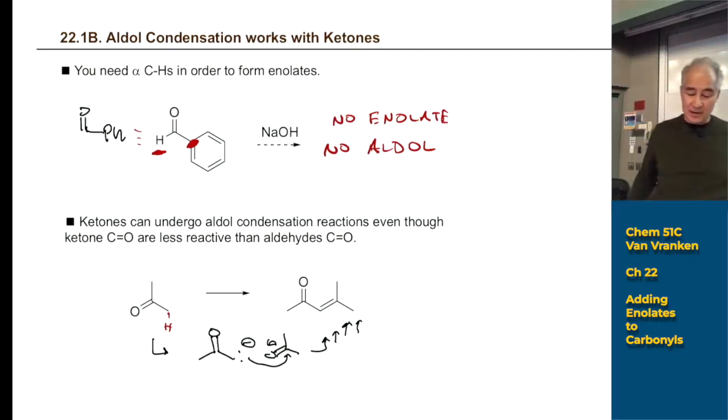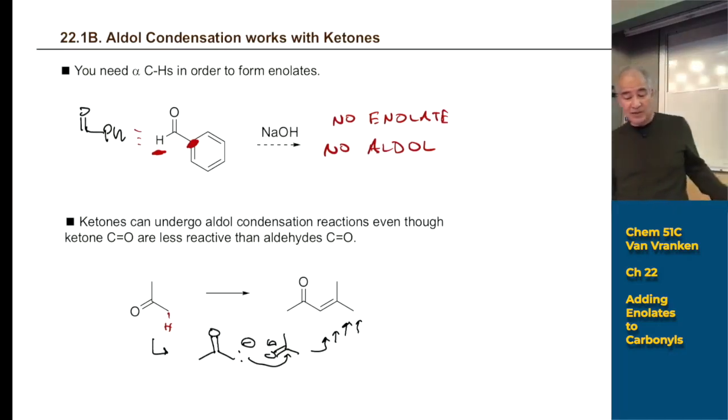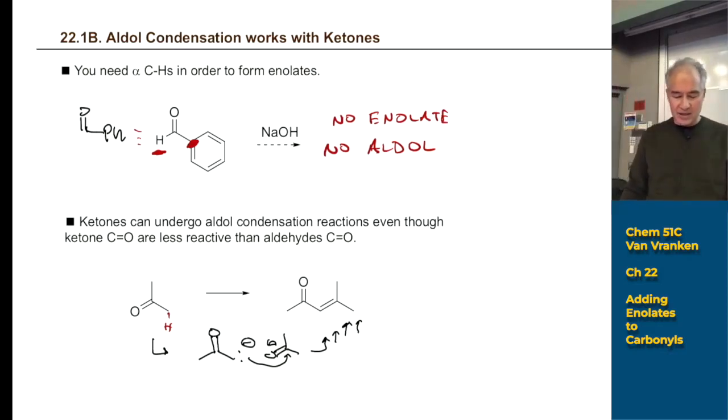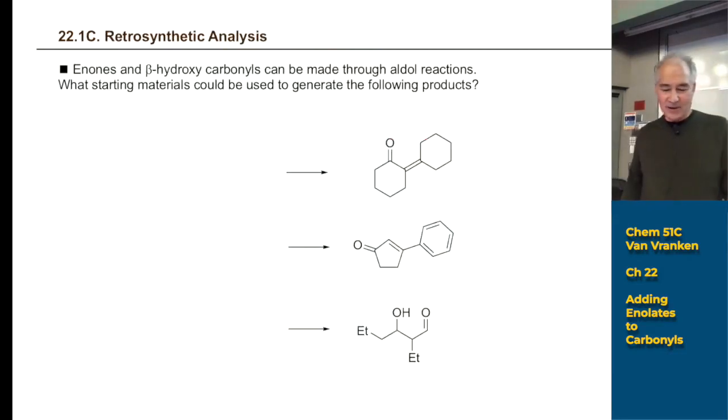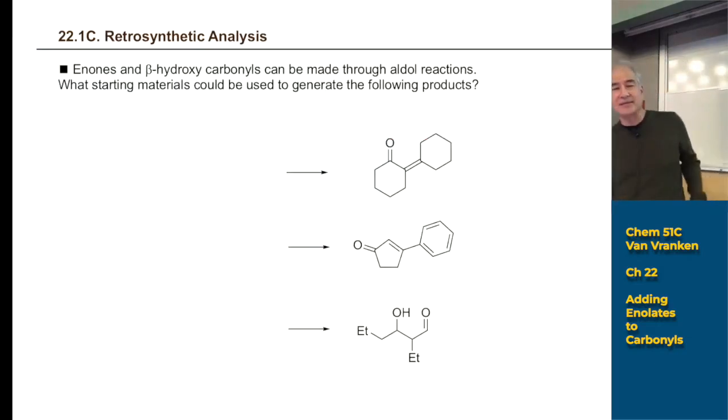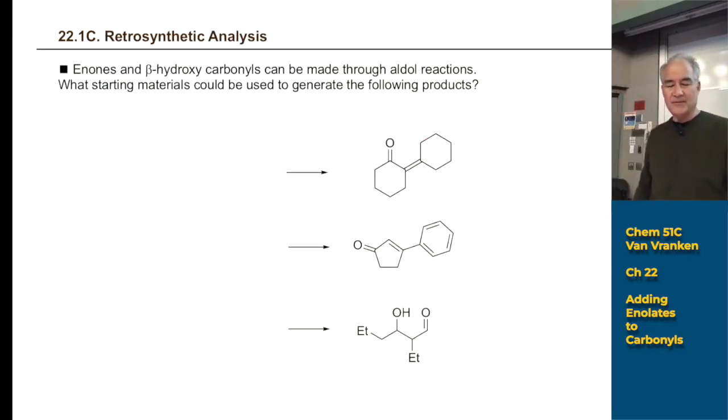Okay, so as long as you've got alpha protons, you can do these aldol condensations, whether you've got ketones or aldehydes. So even though it's called an aldol condensation, you can also do it with ketones, which aren't aldehydes, is the idea. All right, so we still call it the aldol condensation. You're going to have to practice this. Here are some examples. I expect you to be able to work aldol reactions and aldol condensations backwards and forwards.